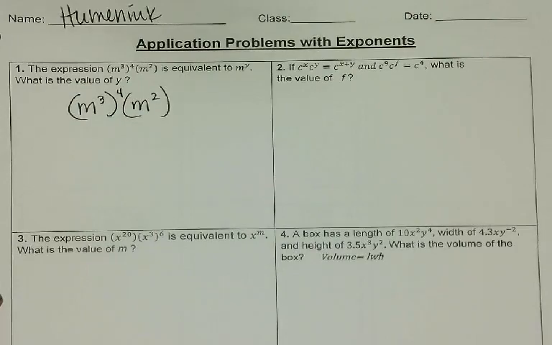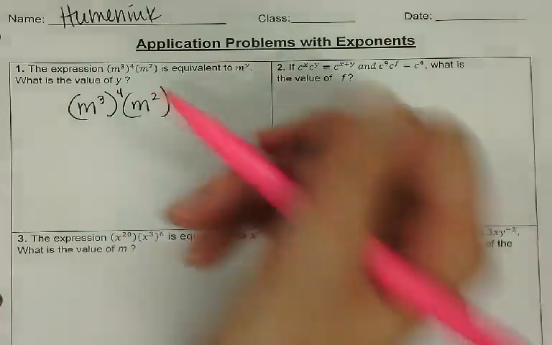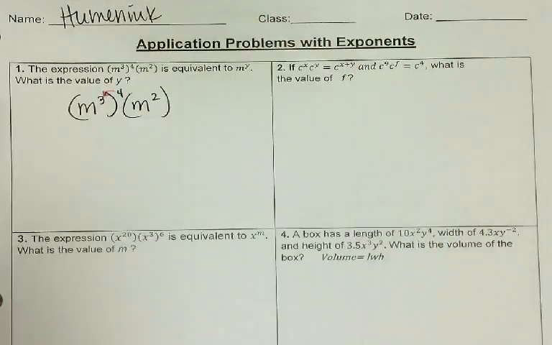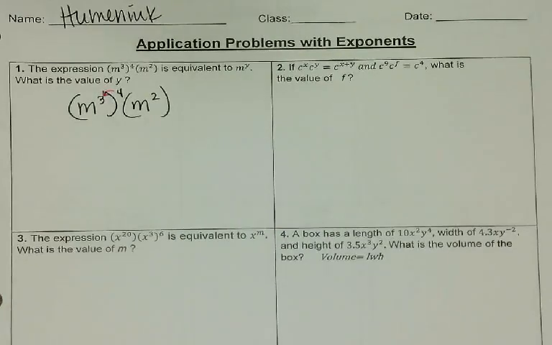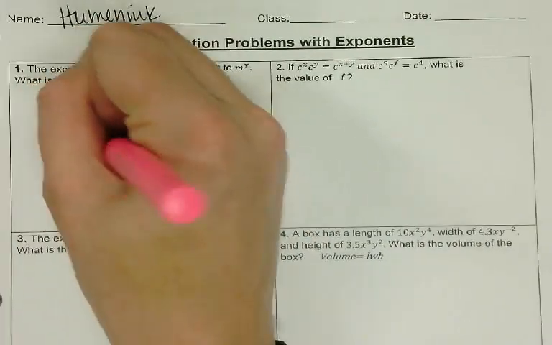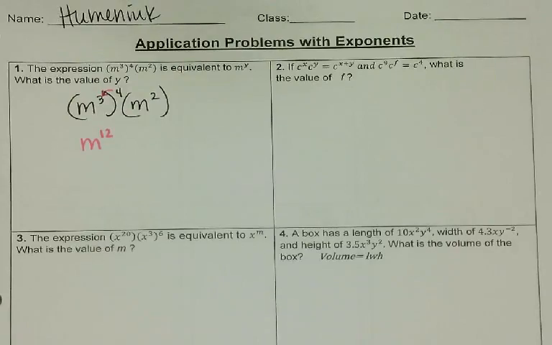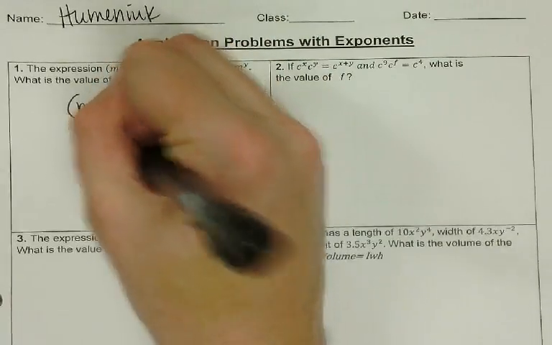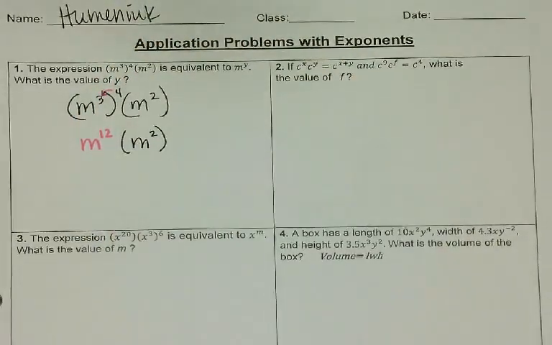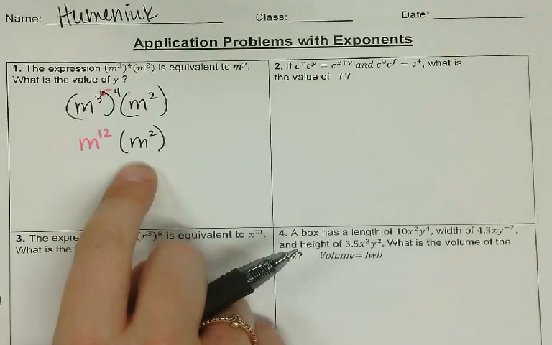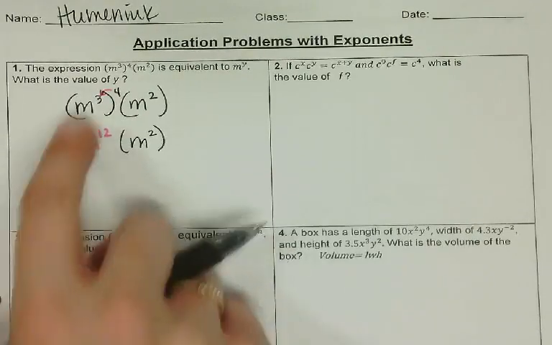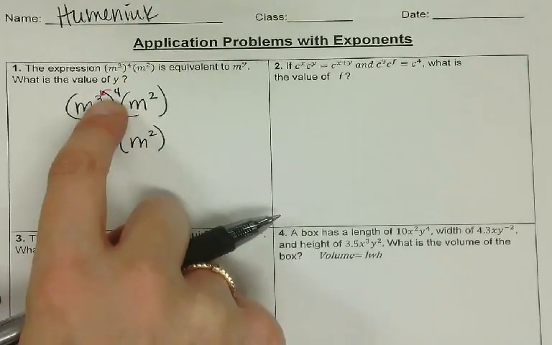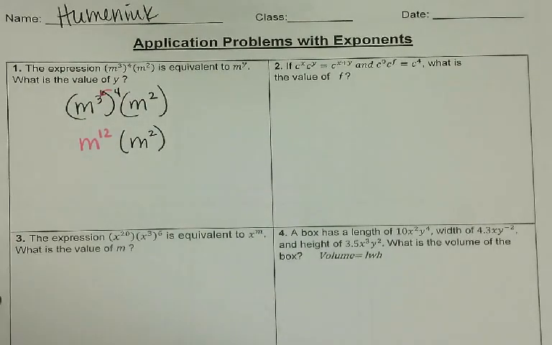So guys, what rule are we doing right here first? Yeah, power to power. So we are going to multiply that. So this guy becomes m to the 12th. Are you guys okay with that? So that's m to the 12th. And then we still have our m squared right here. This is our power to power rule because we're raising it to the power. So the first thing we had to do was multiply our exponents.